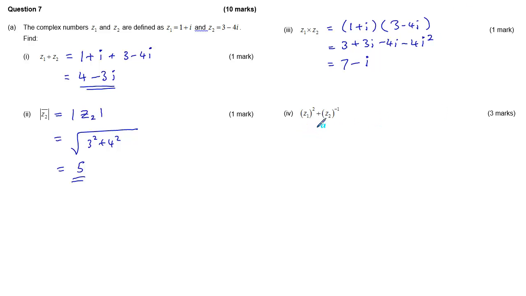Now we have z1 squared plus z2 to the negative 1. So z1 squared is 1 plus i, 1 plus i. z2 to the negative 1 is 1 over 3 minus 4i. Expanding gives us 1 plus i plus i plus i squared. And then here we need to realize the denominator, and we do that by multiplying top and bottom by the conjugate. So, like so.